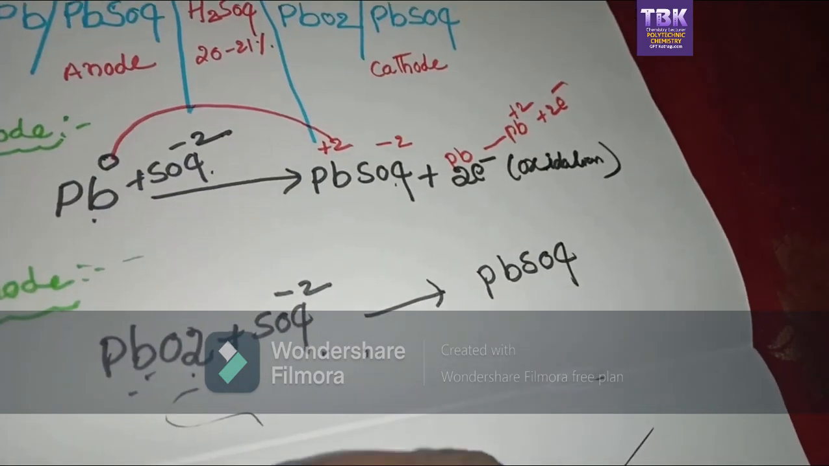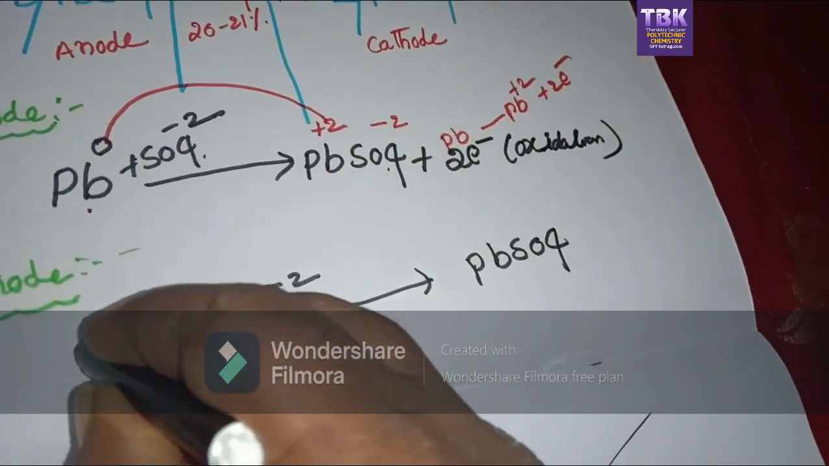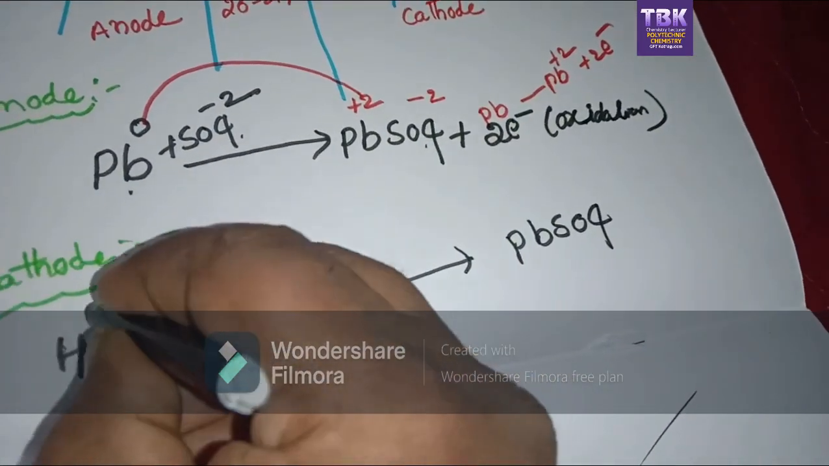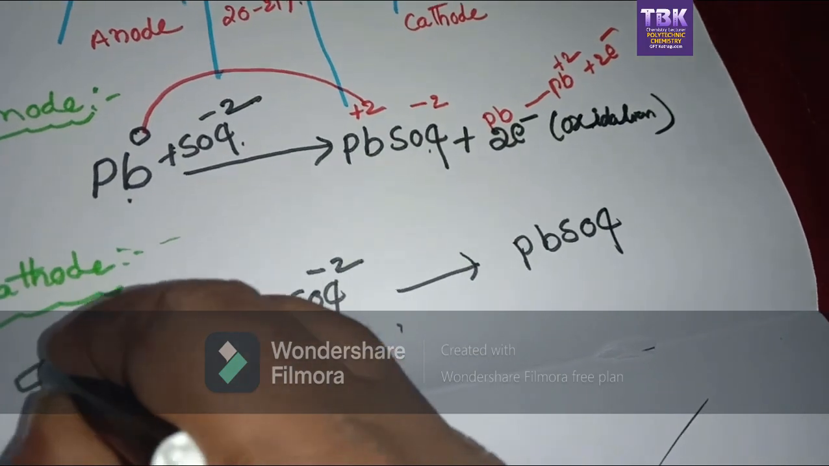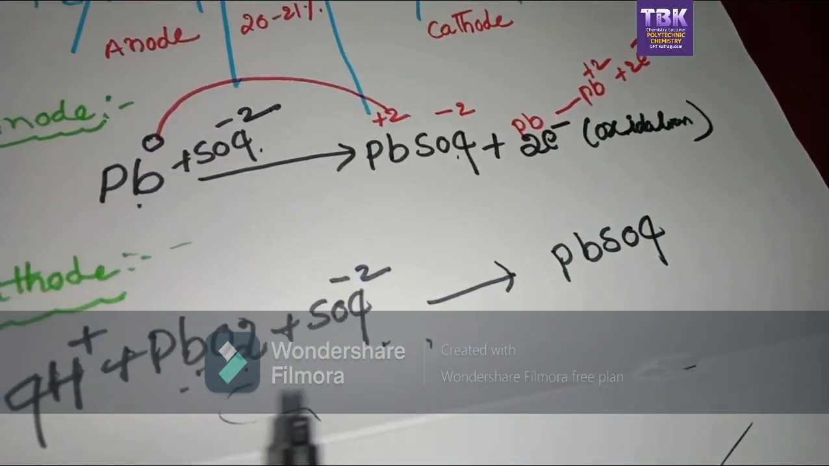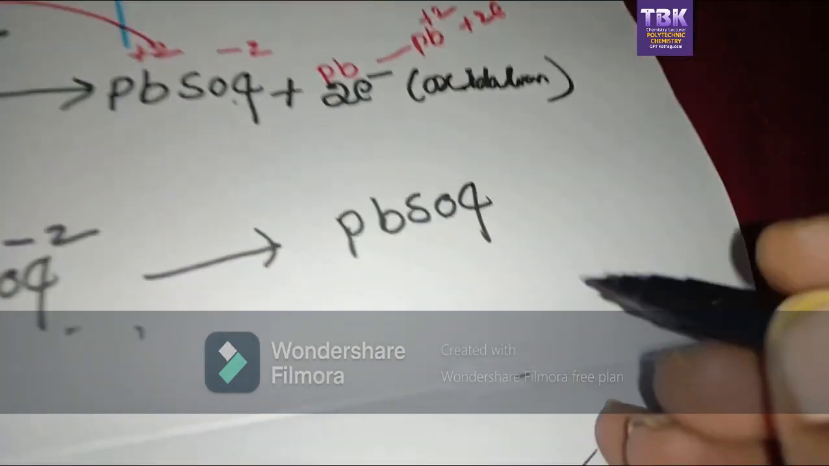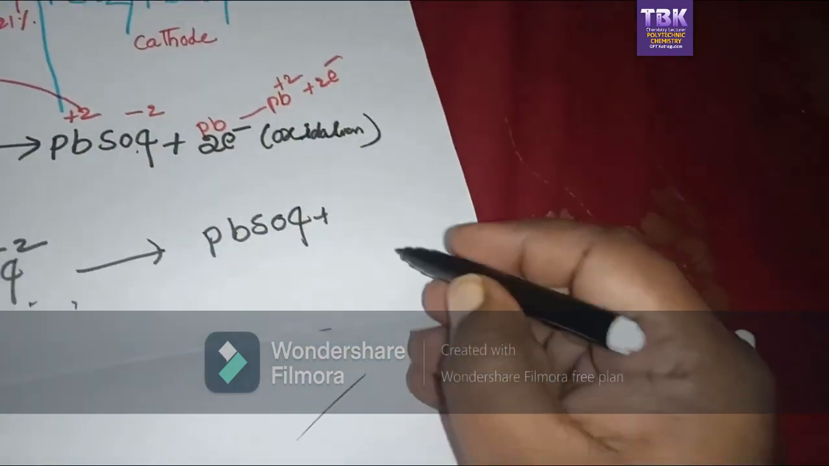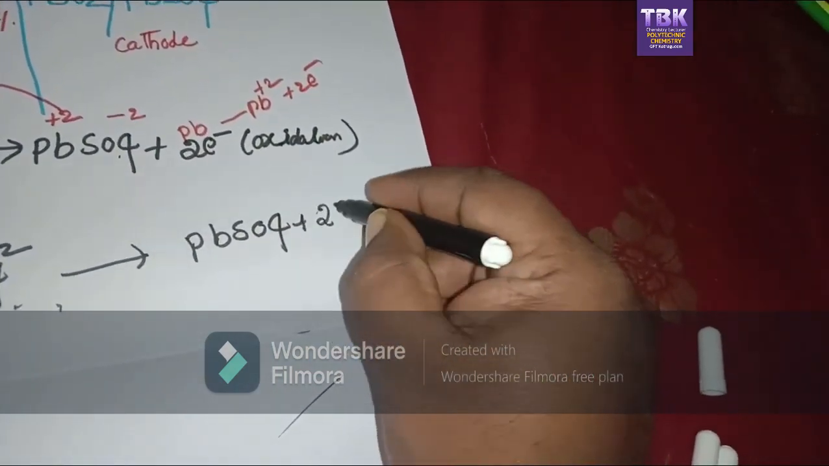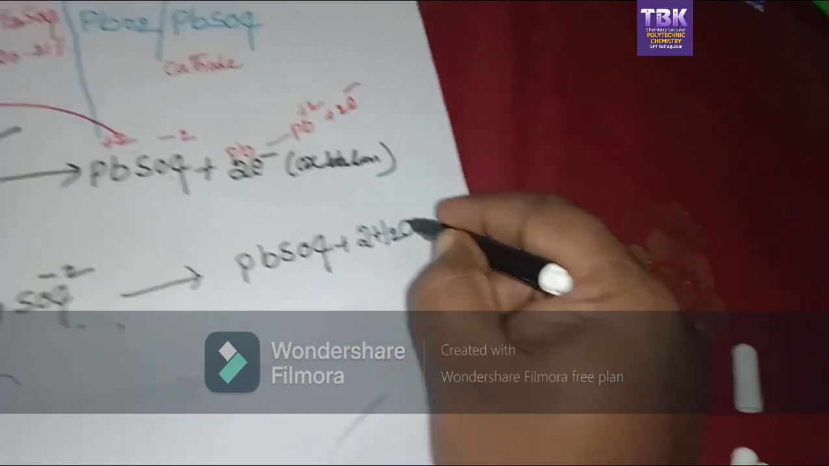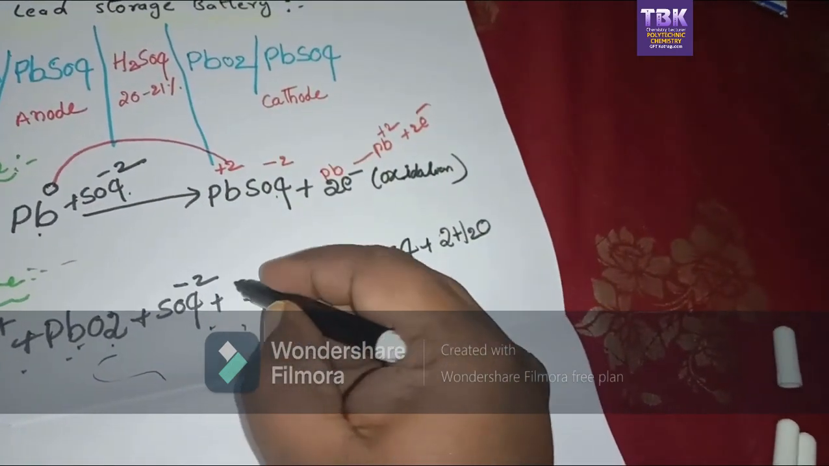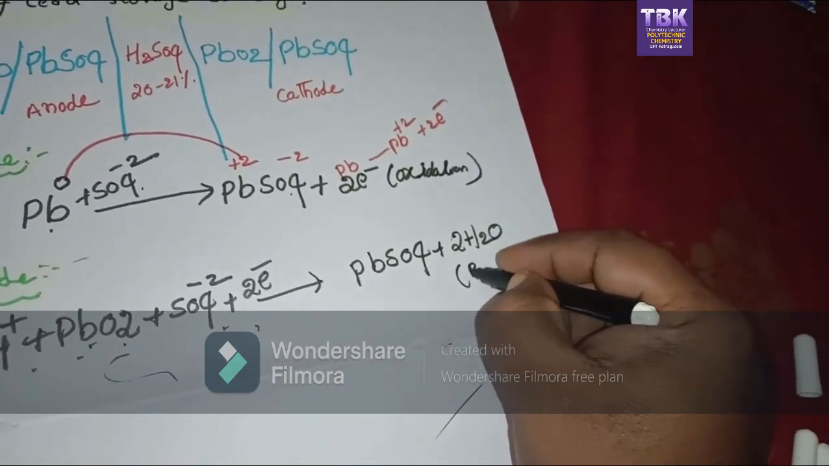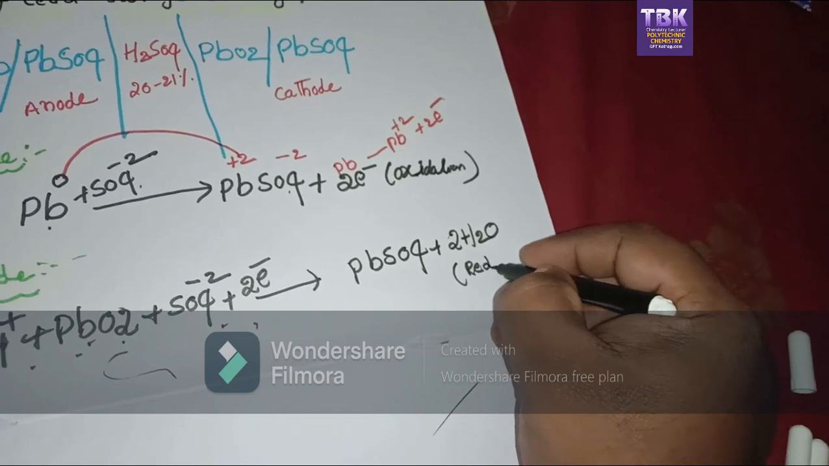ఇక్కడ it react with H+ ions. How many number of H+ ions? 4 H+ ions. Here 4 H+ ions plus O2, it gives 2H2O and it gain 2 electrons. It is a reduction reaction.